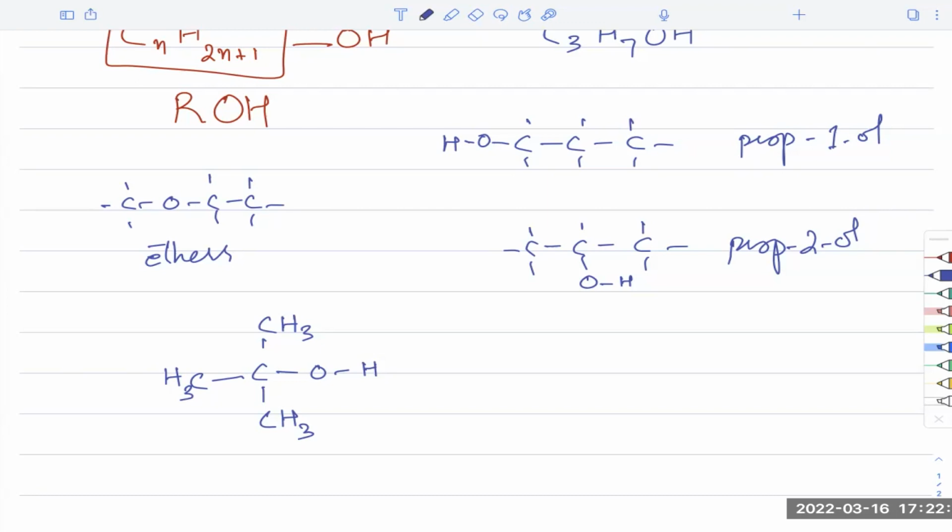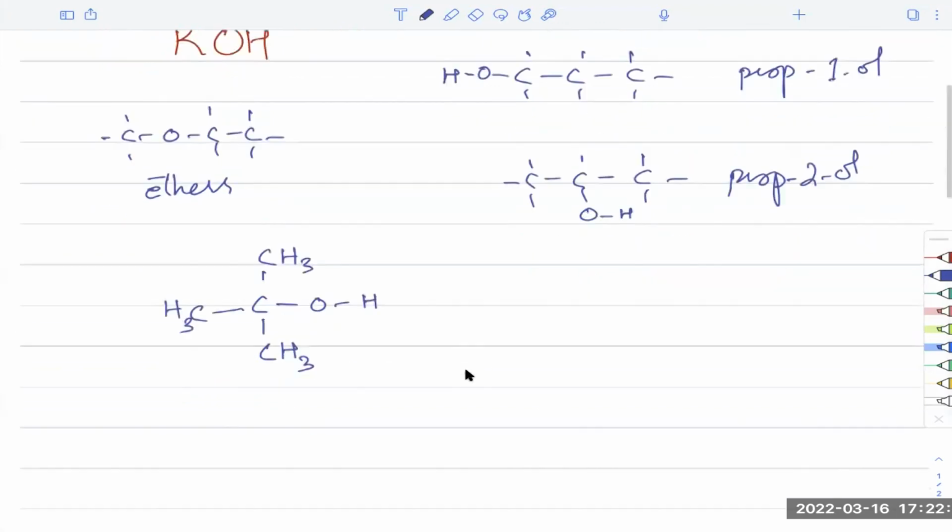Now it's really easy to identify them. There is no issue in figuring out which one is secondary or primary. You just have to look for the carbon that's attached to OH and how many other carbons it is attached to. It's really that simple.